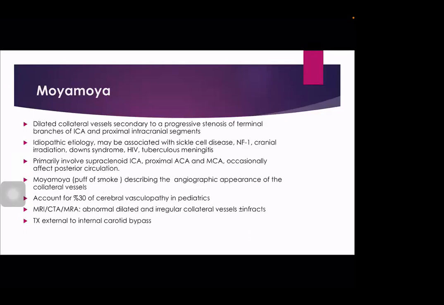It's important to mention because it is the most common cause, accounting for 30% of cerebral ischemia in the pediatric population. It is dilated collateral vessels secondary to progressive stenosis of the terminal branch of the internal carotid and proximal intracranial segments. The etiology is idiopathic. However, it may be associated with sickle cell disease, neurofibromatosis, cranial irradiation, Down syndrome, HIV, and tuberculous meningitis. It primarily involves the supraclinoid internal carotid artery and proximal anterior cerebral and middle cerebral arteries, and only occasionally affects the posterior circulation. Moyamoya is a Japanese word meaning puff of smoke, which describes the angiographic appearance of the collateral vessels.